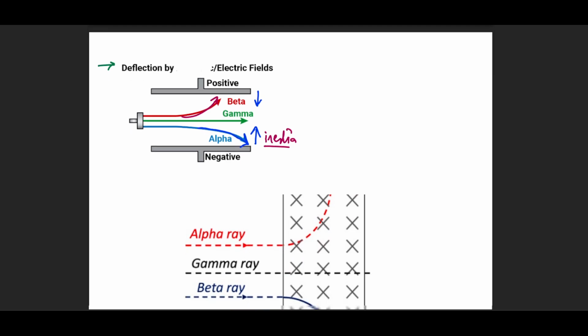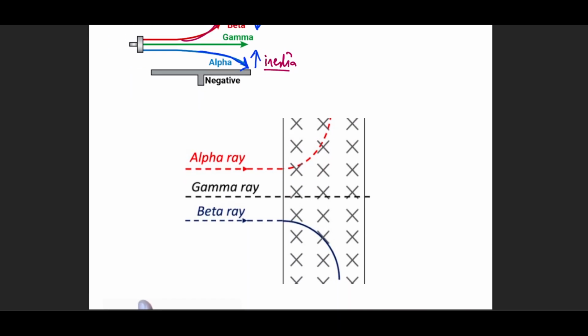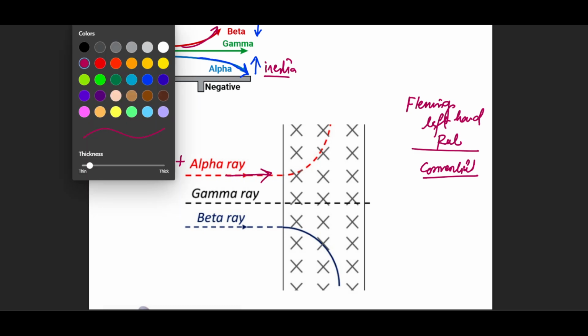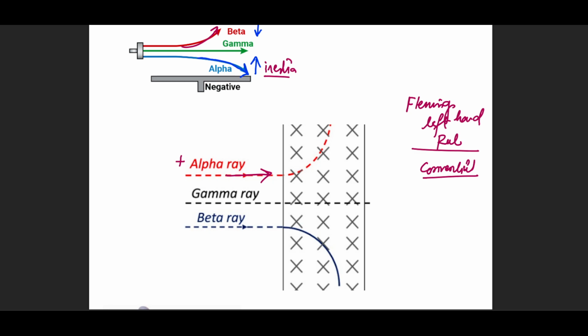Moving towards the magnetic field. To understand how they're going to move through the magnetic field, we need to recall Fleming's left-hand rule. The first finger represents the magnetic field, the second finger represents the direction of current, the thumb represents the direction of force. Now, since alpha is a positive charge and Fleming's left-hand rule is in accordance with the direction of conventional current, we will take this direction to be the direction of current, at least for the left-hand rule.